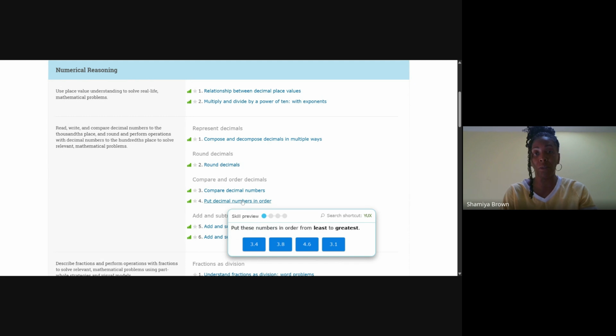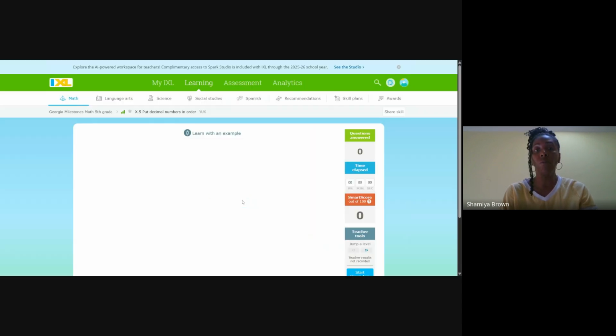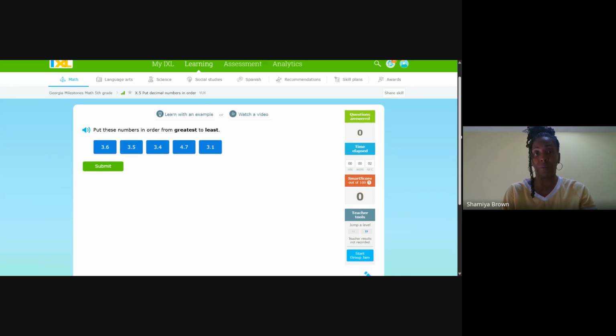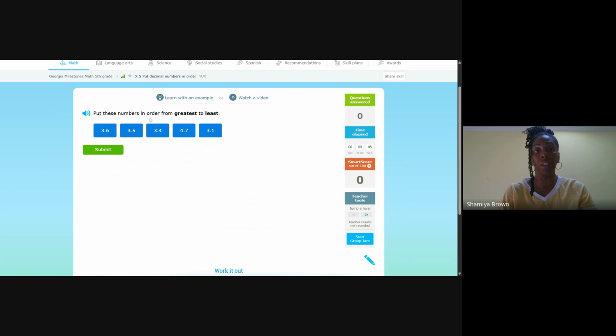Put decimal numbers in order. This one says put these numbers in order from greatest to least. So I'm starting with the biggest one, going down to the smallest one. The biggest one is 4 and 7. What am I doing? Do I drag them? Oh, okay, yeah. So 4 and 7/10 will be the biggest. 3 and 6/10 will be the next. 3 and 5/10 will be the next. So they're in order now, from greatest to least.